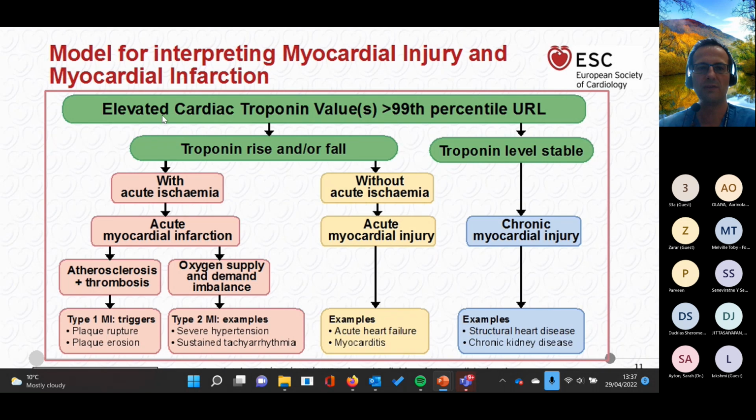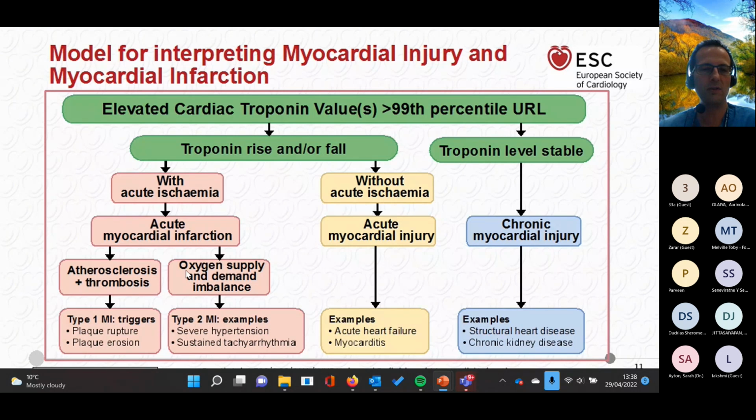Now, if your cardiac troponin is elevated, and we say over the 99th percentile upper limit of normal is an elevated troponin, and ideally we want to have a rise and a fall so that we can see that it's not chronically elevated, we then look to see, do we have acute ischemia? And if there's acute ischemia with a troponin rise, that means acute infarction. It can either be due to plaque rupture, as we've just described, and we call that a type 1 MI. That's where we have a plaque rupture, poor blood supply, an infarct.